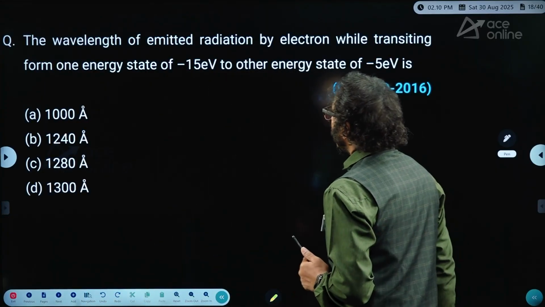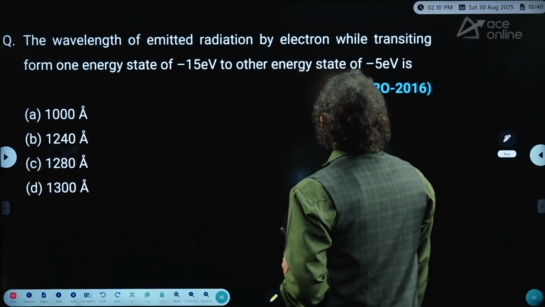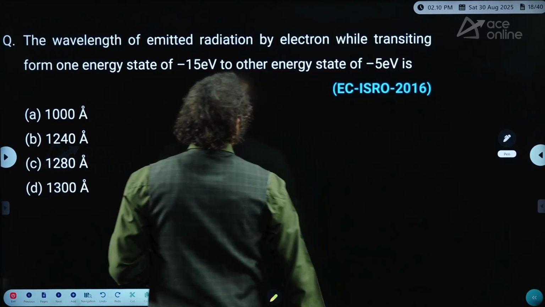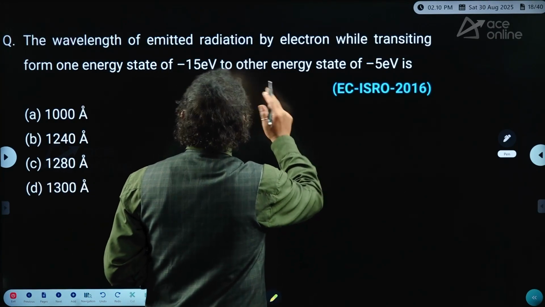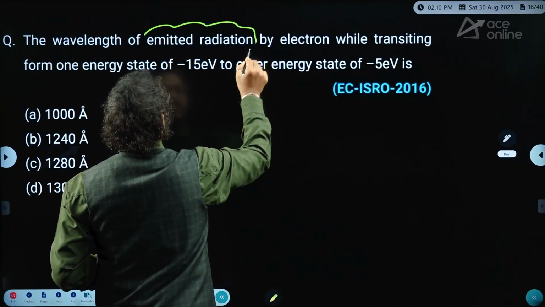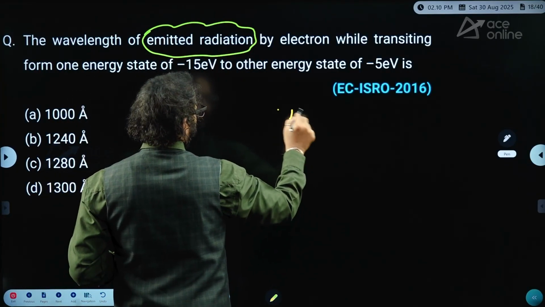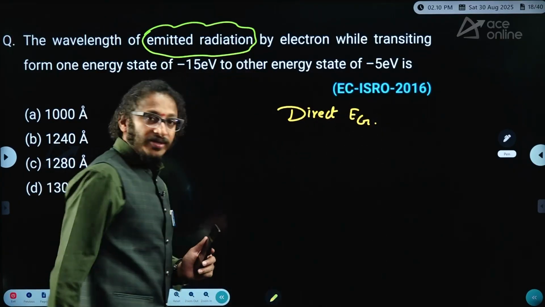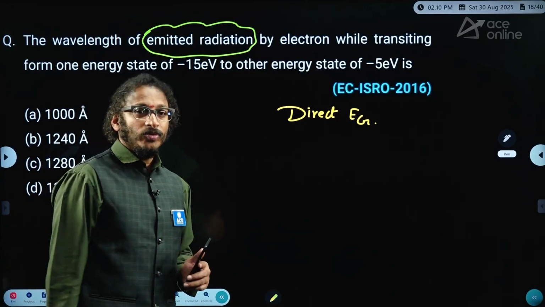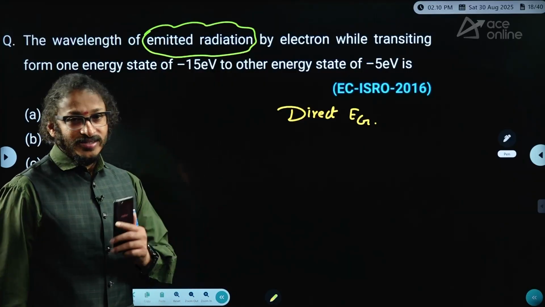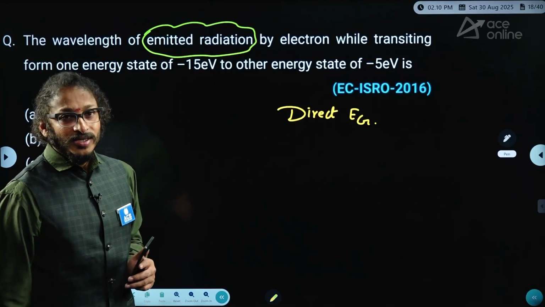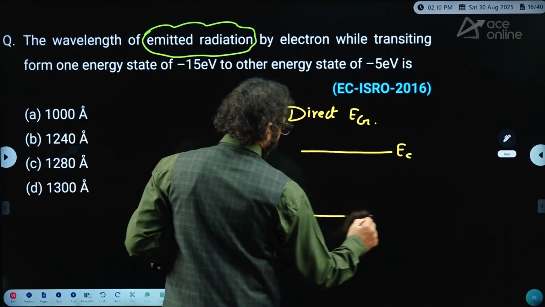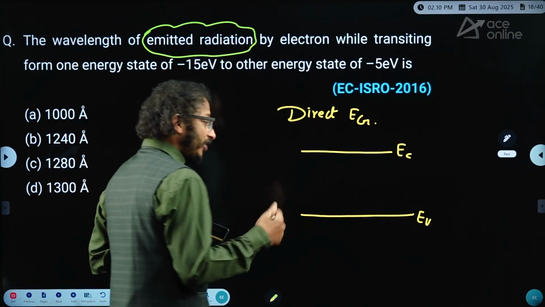The wavelength of emitted radiation by electron, while transiting from one energy state to another energy state. Okay, wavelength of emitted radiation, that clearly represents it is a direct bandgap semiconductor. I think I discussed it clearly about the EK diagram, y-axis energy, x-axis is the momentum vector. So in that case, direct bandgap semiconductor, for example, if it is EC and if it is EV, I'm taking example as direct bandgap.